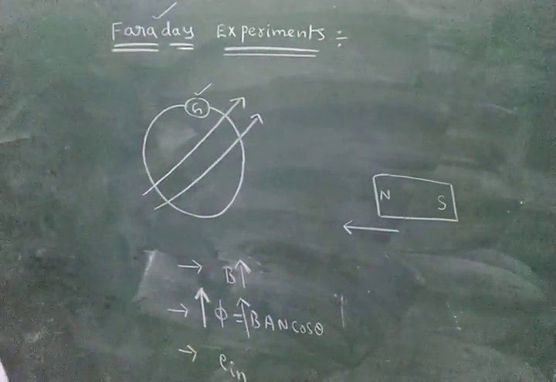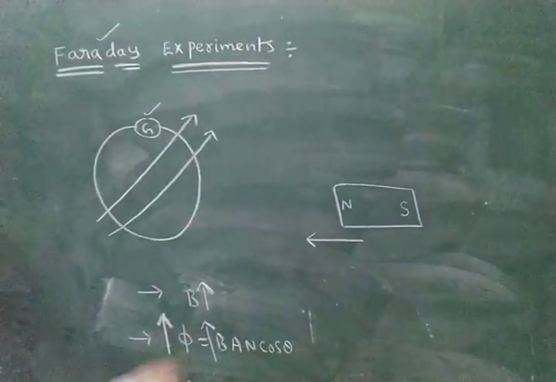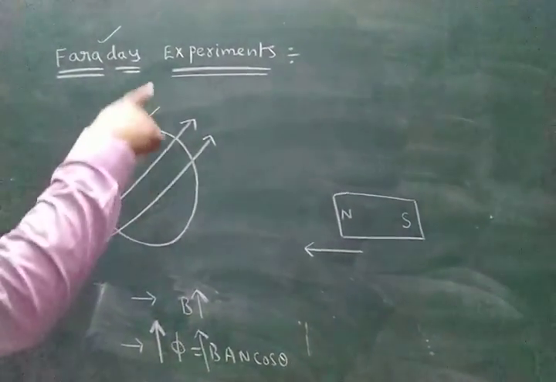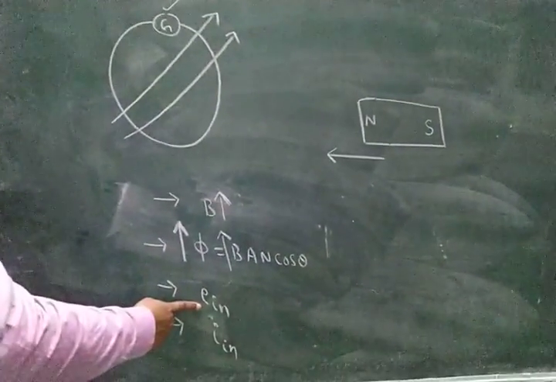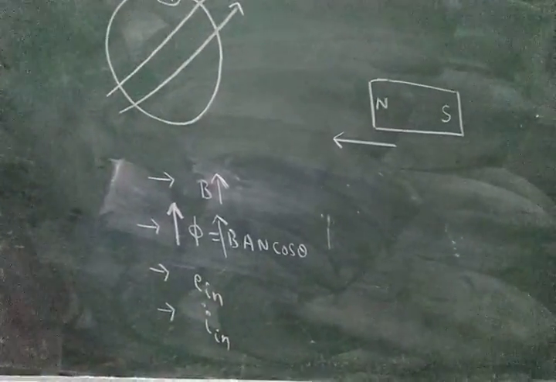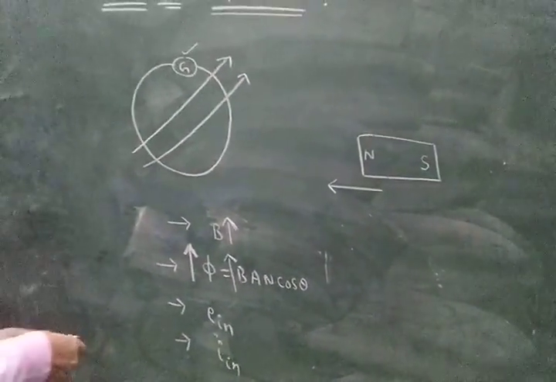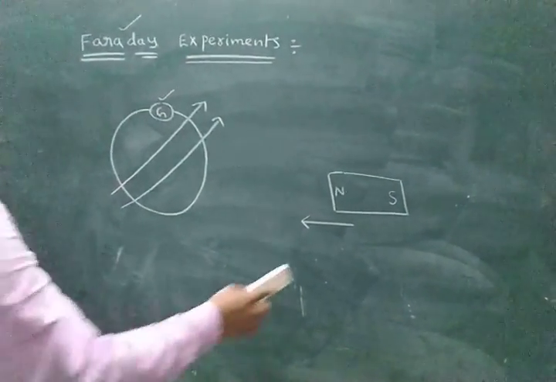Its meaning is the magnet moves towards the coil. Here the magnetic field increases, flux changes, and EMF is developed. Because of the potential difference, current is generated. This was observed by the scientist Faraday.